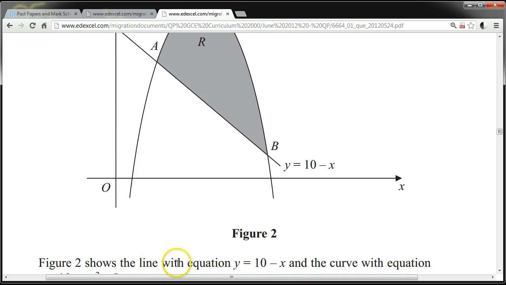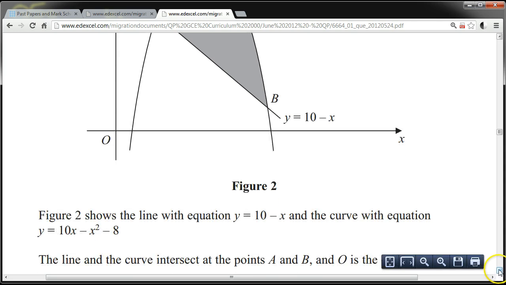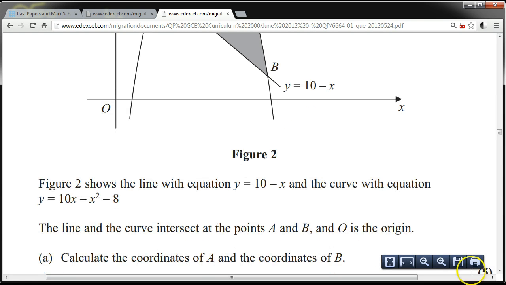Figure 2 shows the line with the equation y equals 10 minus x and the curve with the equation y equals 10x minus x squared minus 8. The line and the curve intersect at the points A and B, and O is the origin. Calculate the coordinates of A and the coordinates of B.